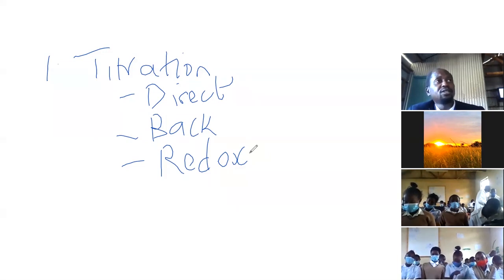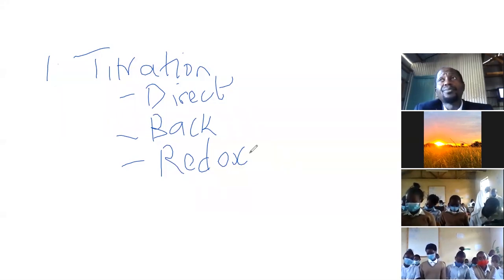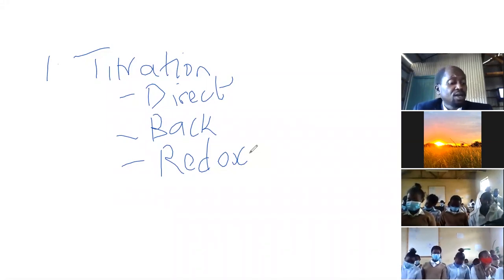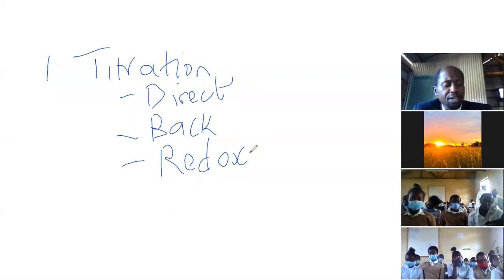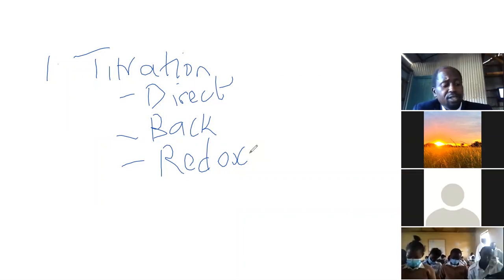For direct titration, it is simply either an acid and an alkali, an acid and a carbonate, or an acid and a given salt, for example, sodium tetraborate, basic salts. And direct titration makes use of indicators.